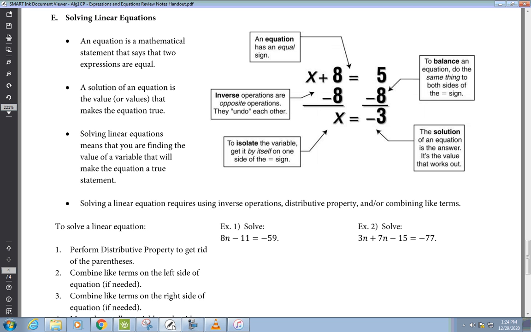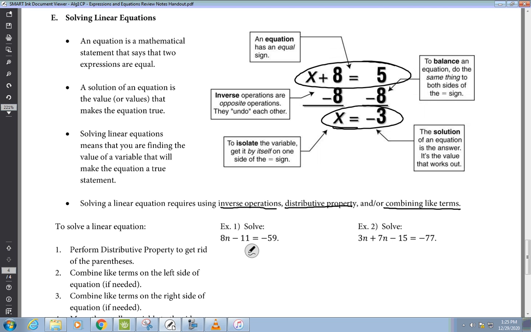An equation, a mathematical statement, says that 2 expressions are equal. So, x plus 8 equals 5, that's your equation. A solution is the answer that's going to make it true. So, negative 3 would be the answer because it satisfies the equation. When you solve an equation, that's going to require you to use inverse operations, distributive property, and combining like terms.